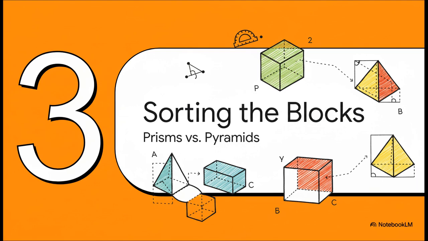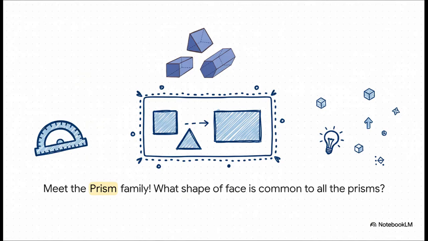All right, so now that we've kind of cracked the secret code of shapes, let's meet the 2 big families you absolutely have to know for your exam. Say hello to the prisms and the pyramids. First up, let's meet the prism family.